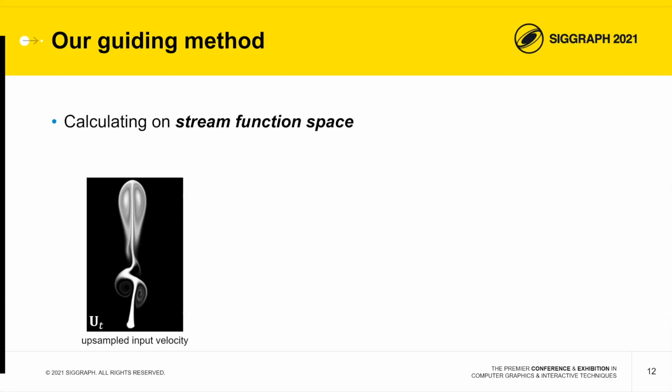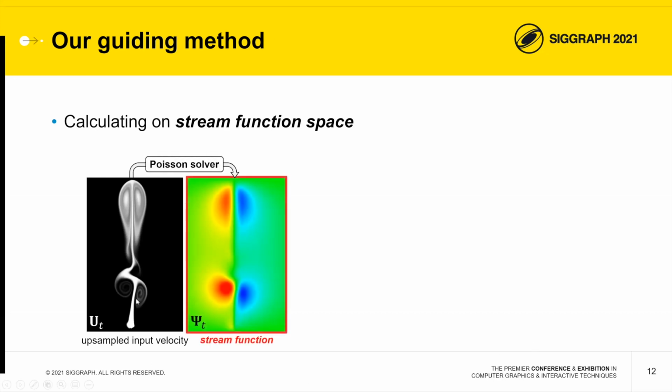Okay, now let me talk about the details of this method. The previous method works on the velocity field or the frequency space, but our method works on the stream function space. The stream function is computed from the input velocity field by solving a Poisson equation. For the 2D case, the stream function is a scalar function.